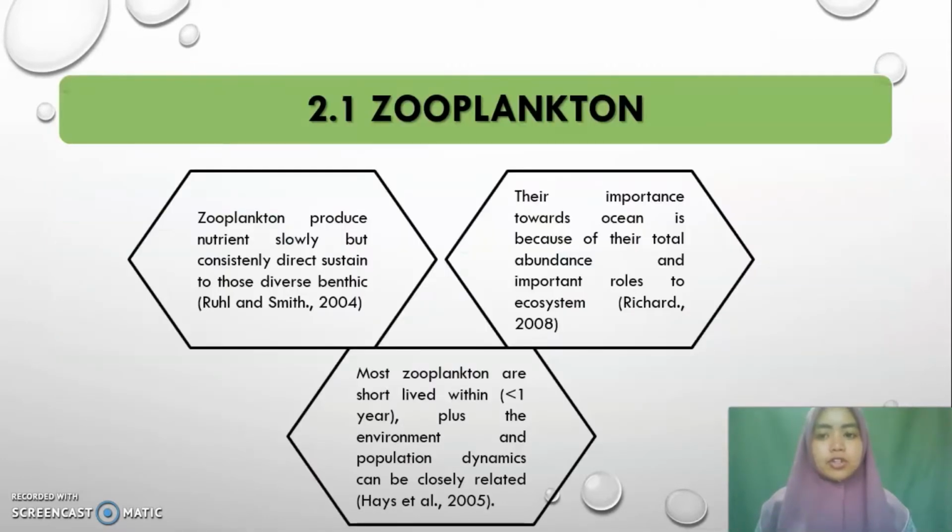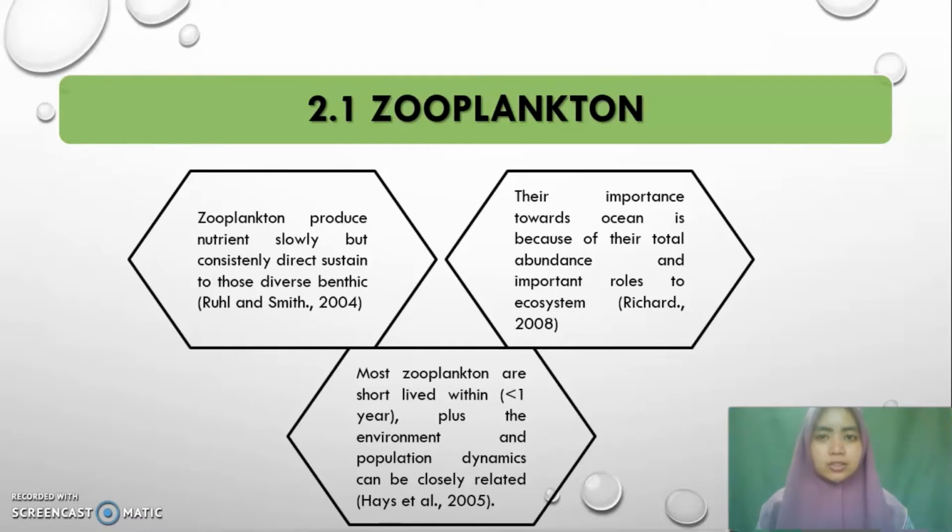Zooplankton produce nutrients slowly but consistently to directly sustain diverse plankton, Rule and Smith, 2004. Their importance to the ocean is because of their total abundance and important role in the ecosystem, Richard, 2008. Most zooplankton are short-lived, within less than 1 year. Plus, the environment and population dynamics can be closely related.